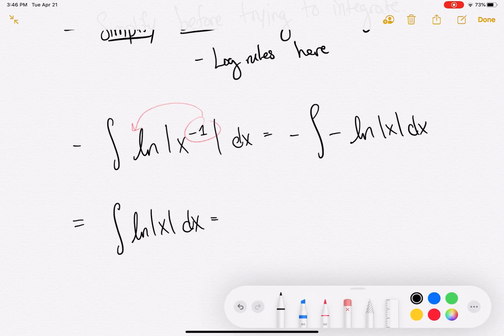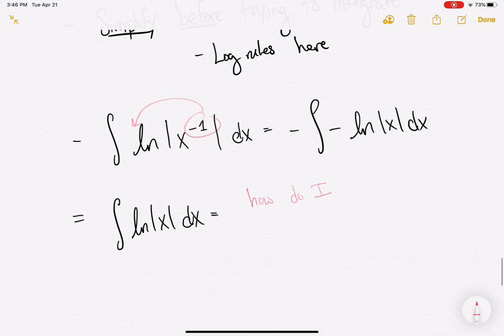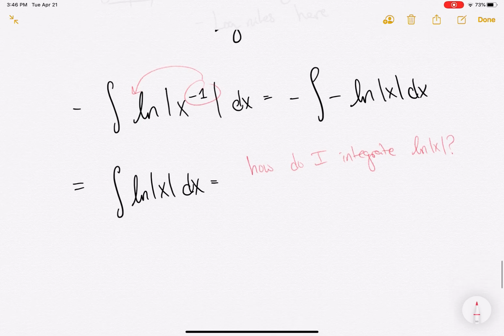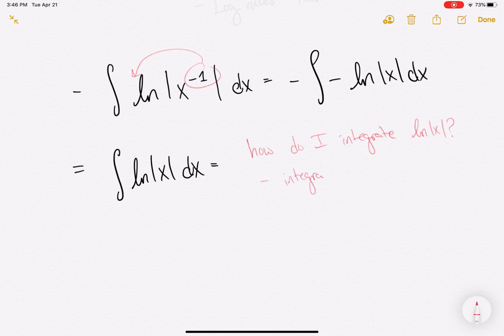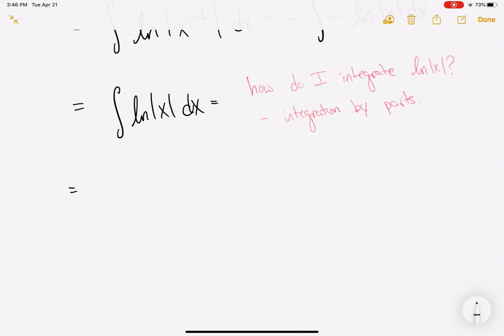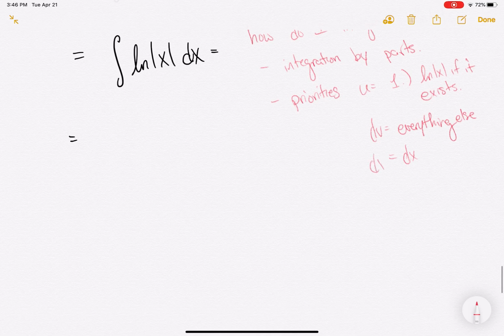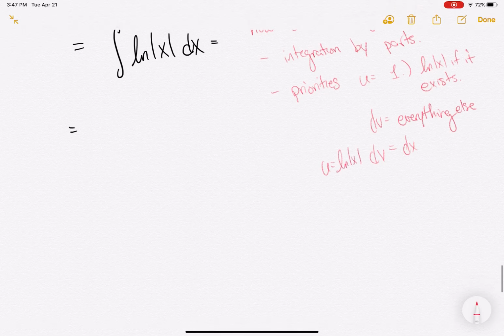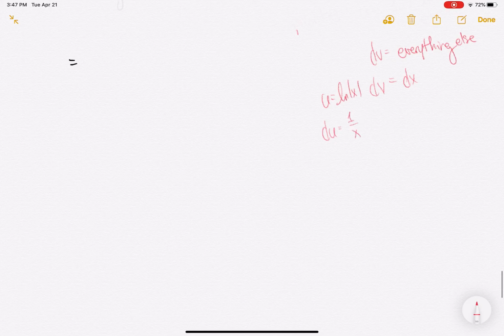And how do we integrate this? We covered this in a lecture not that long ago. Hopefully you remember. The answer is integration by parts. So integration by parts, we follow priorities. u equals, the first priority is natural log of x if it exists. And it does exist, so then dv equals everything else. In this case, it's dx. So dv equals dx, u equals natural log of x. That gives us that du equals 1 over x and v equals x.